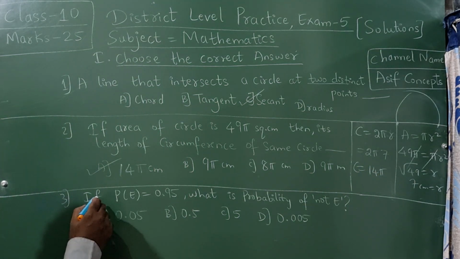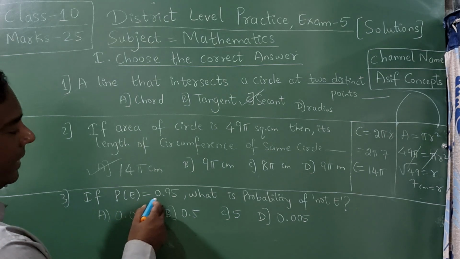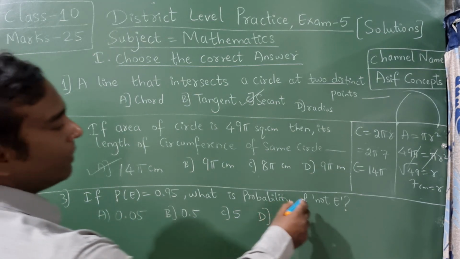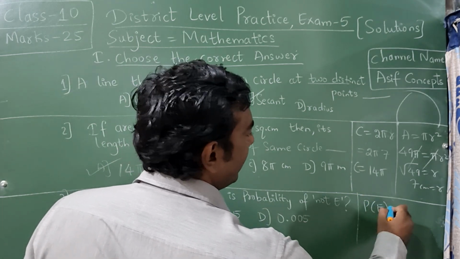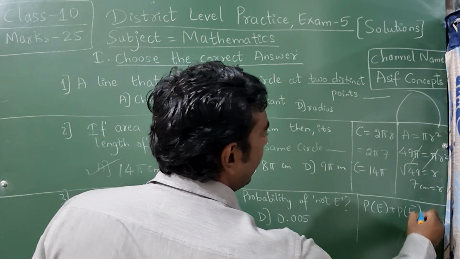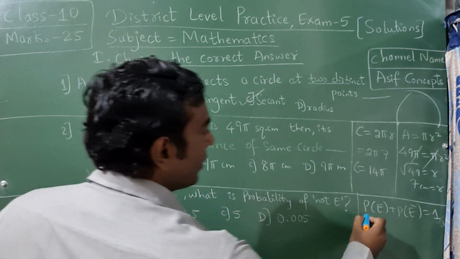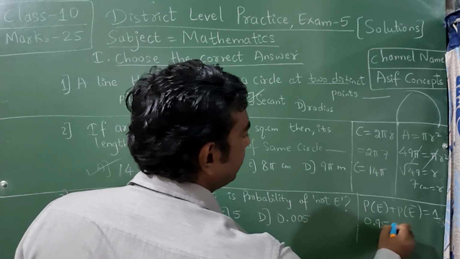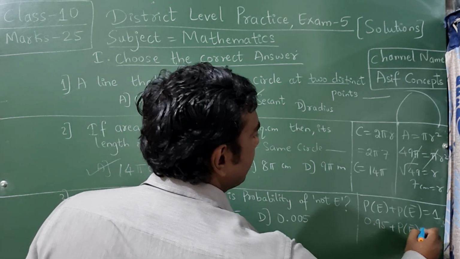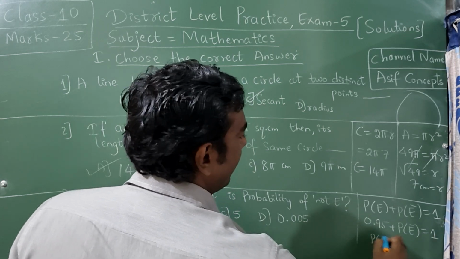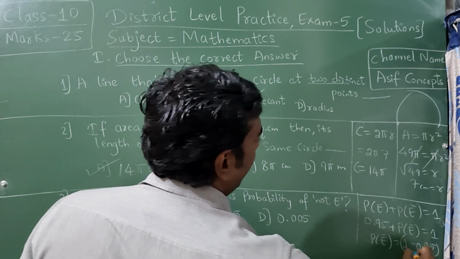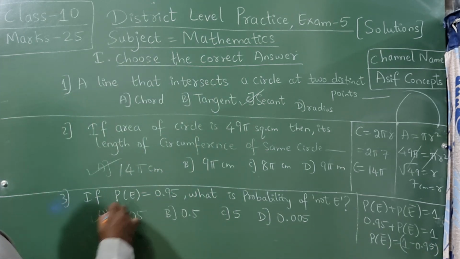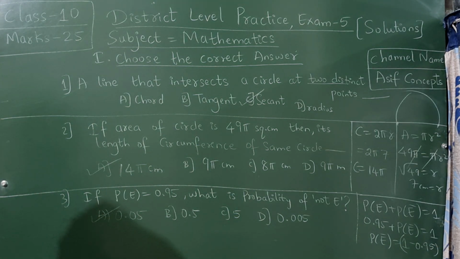Now the third question is if the probability of E is equal to 0.95, what is the probability of not E? So there is a formula to solve this. P of E plus P of not E is equal to 1. So this is 0.95. Now the probability of not E is equal to 1 minus 0.95. So the correct option is A, 0.05. Let's move on to the next question.